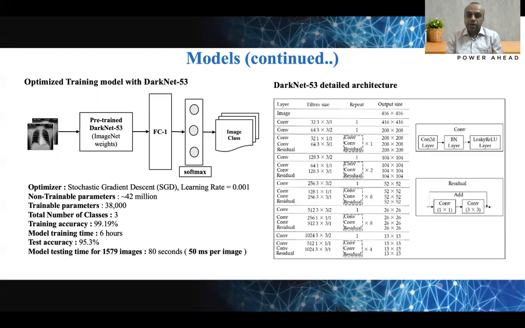On your right-hand side, you are able to see the DarkNet 53 detailed architecture. This consists of 52 convolutional layers, and this is actually derived from a framework called YOLO V3, which is mainly used in object detection. In object detection, DarkNet 53 is a classifier, and we took that classifier as part of our study for classifying the different pathologies.